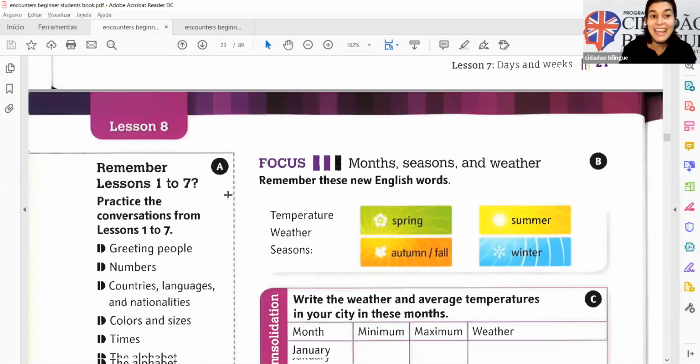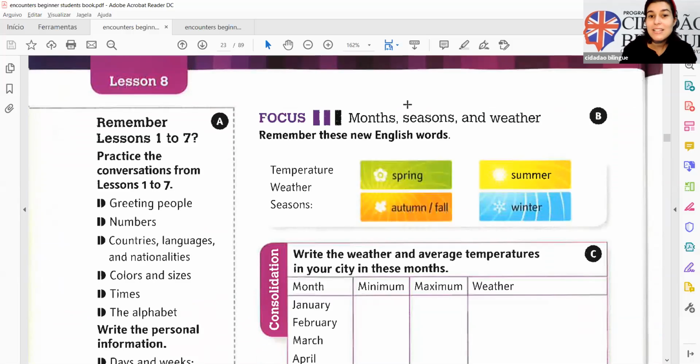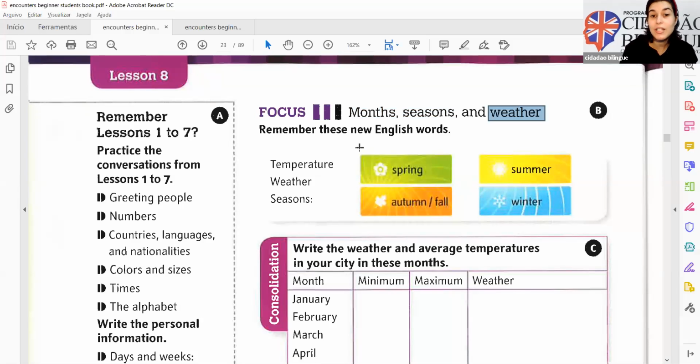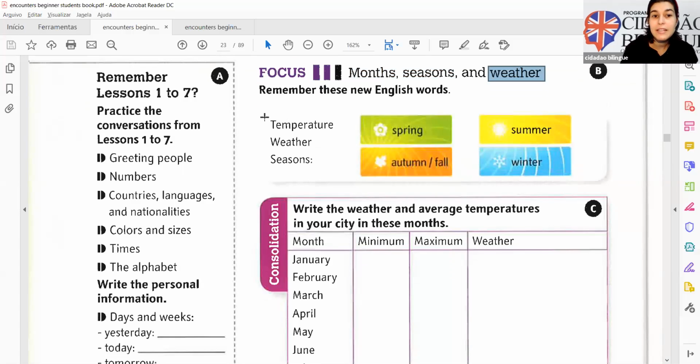So, lesson 8, okay? Months, seasons, and weather, okay? So, months, seasons, and weather, okay? Meses, okay? Months, seasons, estações, okay? And weather, clima, tempo, all right? So we have new English words, okay? Temperature, okay? Temperatura, temperature, okay? Weather, clima, tempo, okay? Weather.